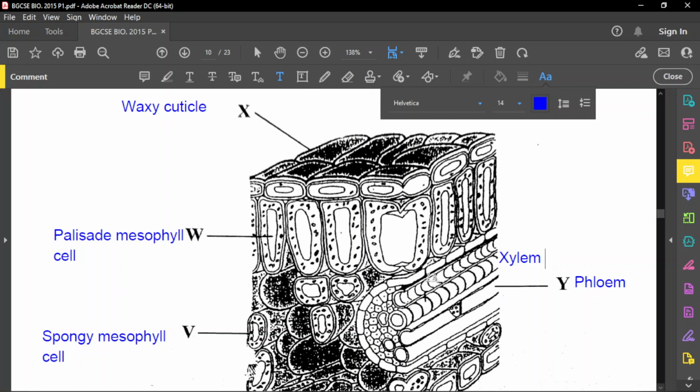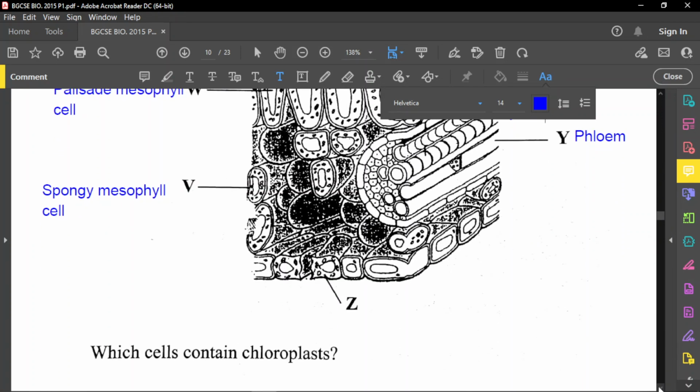In fact, the xylem is closer to the top of the leaf as well, to ensure that the leaf remains cool, and also to bring about transpiration, which will aid in the continuous flow of water through the plant. All right, Z is a guard cell. Guard cells are responsible for controlling the opening and closing of the stomata, which in turn controls the rate of transpiration and also the exchange of gases.